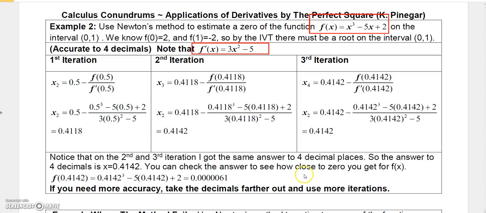Now you can check the answer to see how close to 0 you get. So when you plug it back in here, 0.4142 cubed minus 5 times 0.4142 plus 2 gave me 0.000061. And obviously, if you needed more accuracy, you could take this out to more decimal places.